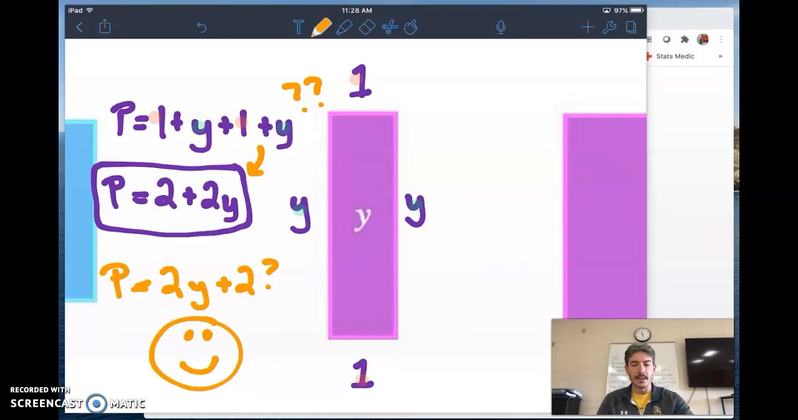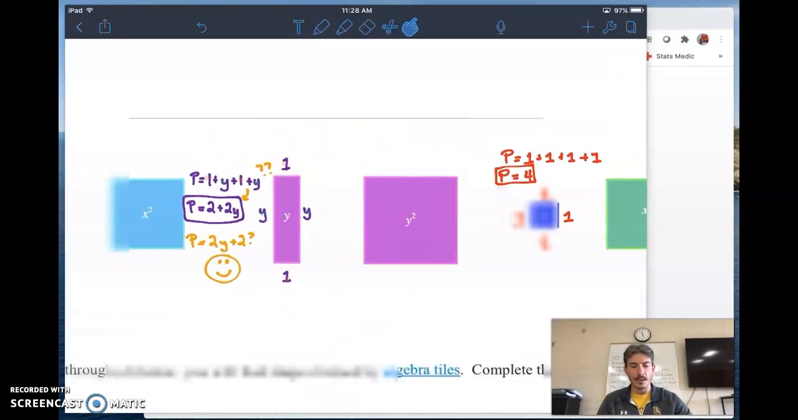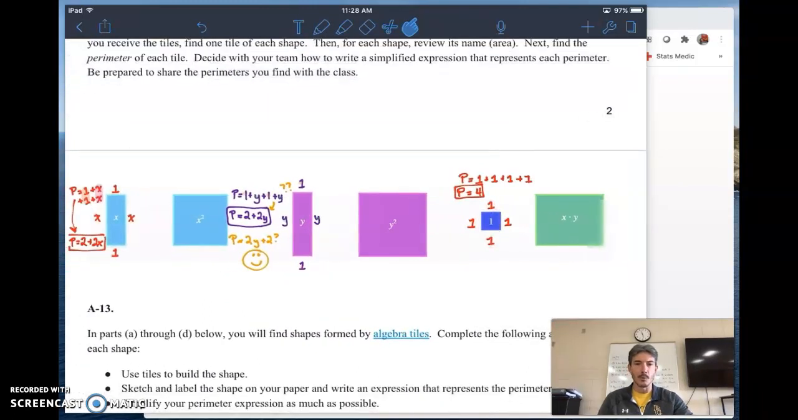All right? Here's what I'd like you to try real quick. We've got 3 more shapes here that we have not identified the perimeter of. I'm going to ask you to pause your video, sketch those shapes on your sheet, and then try to identify the perimeter of those shapes. When you're ready, unpause the video and check your answers.